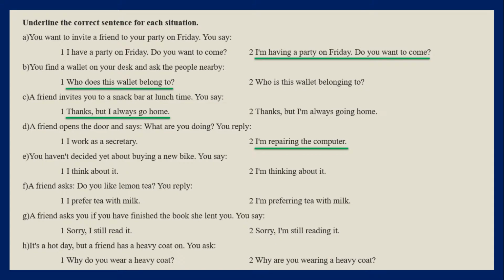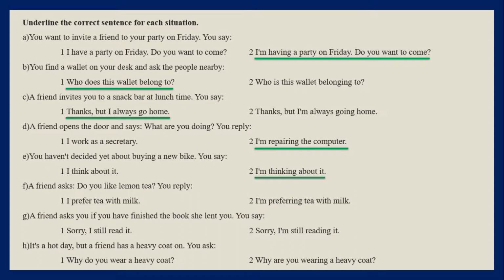So there is a difference between the sentence, what are you doing, and what do you do? When you ask, what do you do, you are asking about the person's job or profession. But when you ask, what are you doing, you mean what the person is doing at the moment of speaking, so we use present continuous. E. You haven't decided yet on buying a new bike. You say, I'm thinking about it.